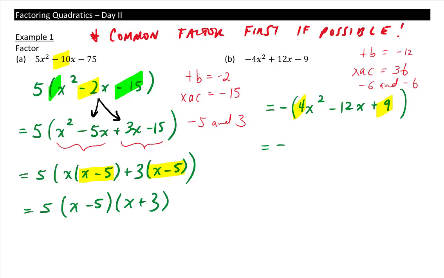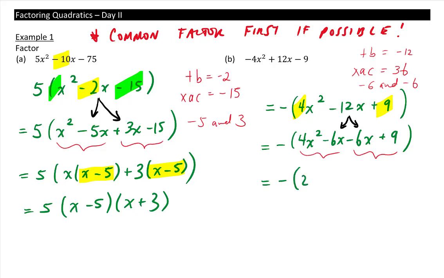So our next line will be negative. We have 4x squared minus 6x minus 6x plus 9. And there's our negative 12 split up into 2 minus 6's. Again, we're going to factor by grouping.